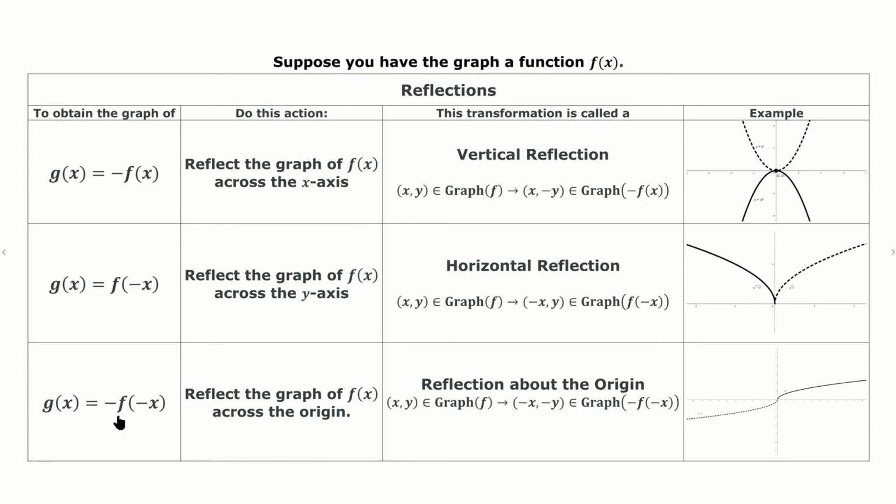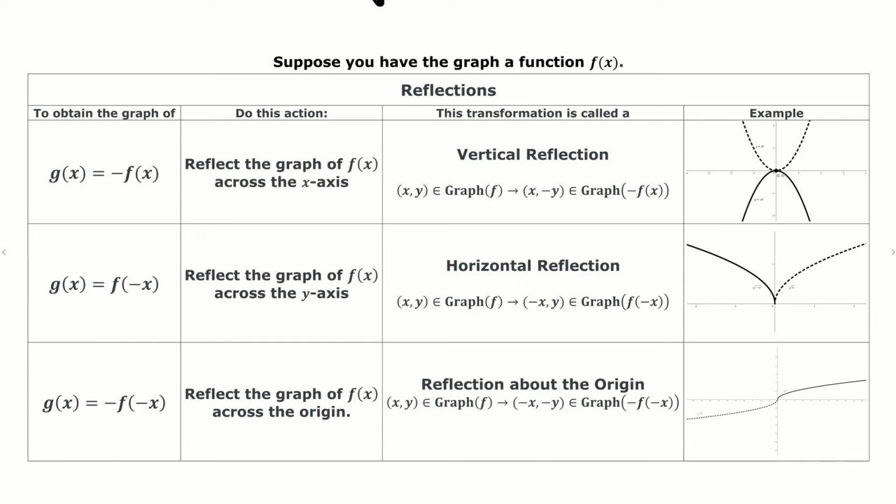And there's one other type of reflection, which is called reflection across the origin, which is across the point 0, 0. And that would give you the graph of g of x equals negative f of negative x. And notice that if x, y is on the graph of f, then the ordered pair negative x, negative y is going to be on the graph of negative f of negative x. Okay, so these are the three kinds of reflections.